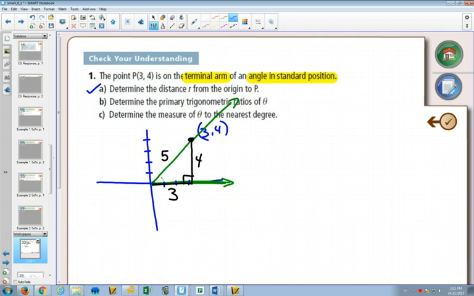We need to figure out the primary trig ratios. Primary trig ratios are sine, cos, and tan. Next year you're going to learn the secondary trig ratios of cosecant, secant, and cotangent. But right now we're just doing sine, cos, and tan. And this is our angle right here, our angle theta. So looking at our diagram, what is sine of theta?